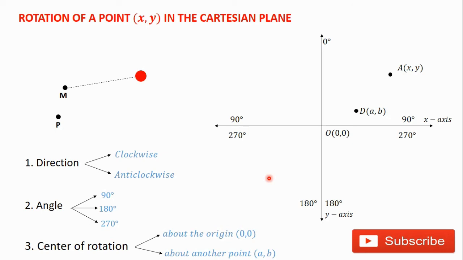In the next video, we are going to learn how to rotate a point through a 90 degrees clockwise direction or a 270 degrees anti-clockwise direction about the origin.